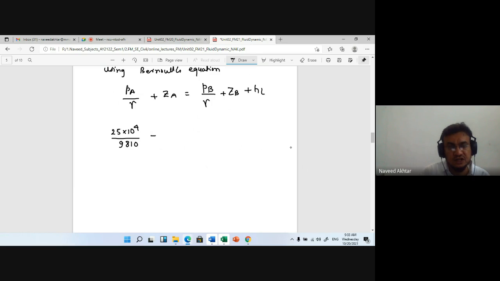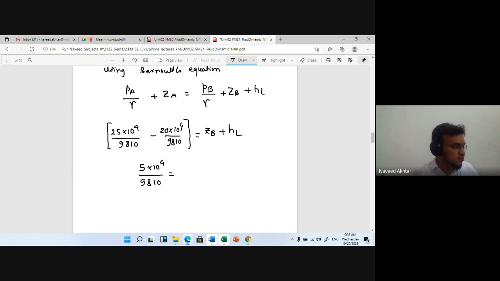I will bring this PB here, so PB is 20 into 10 raised to 4 upon 9810. So you close the bracket. I will take ZA as 0, so no need of writing that, and this is ZP upon ZB plus HF. So this pressure term I have taken one side. If you take the difference, the 5 into 10 raised to 4 is the difference in pressure, divided by rho g, that is 9810.